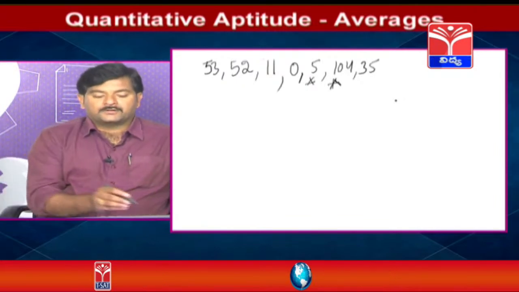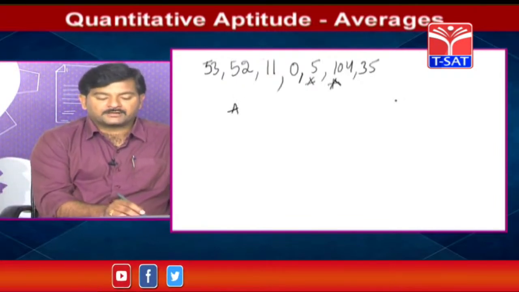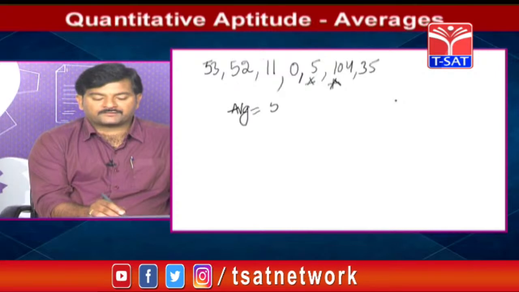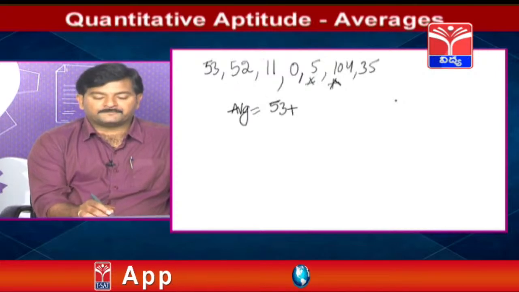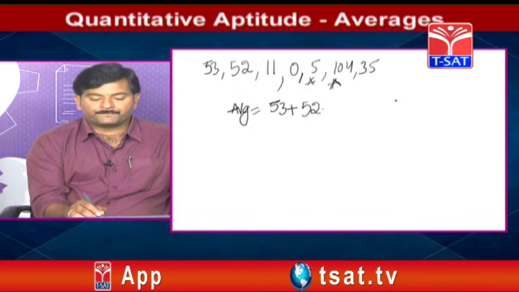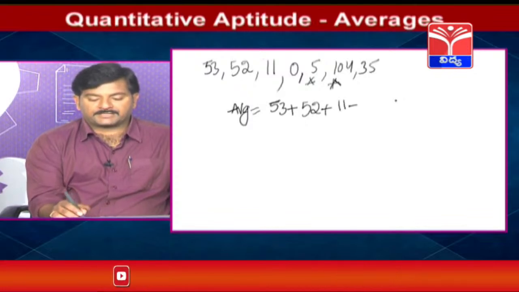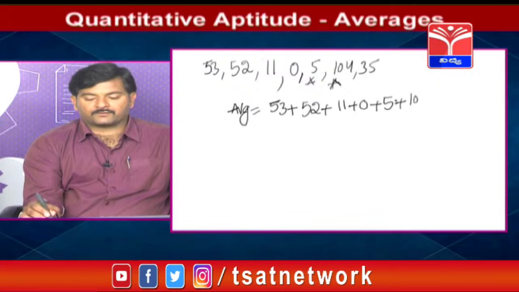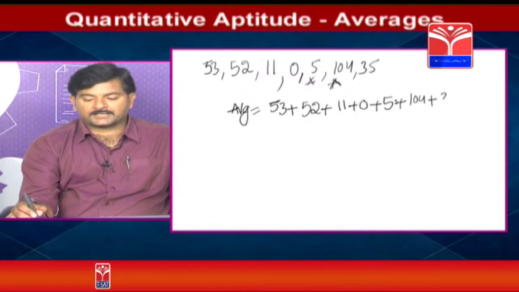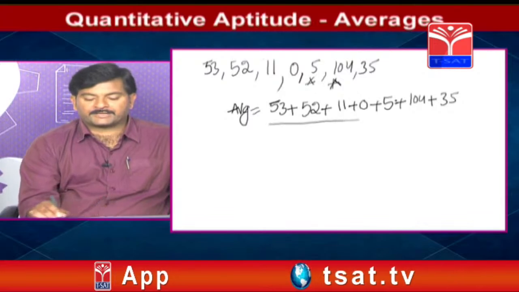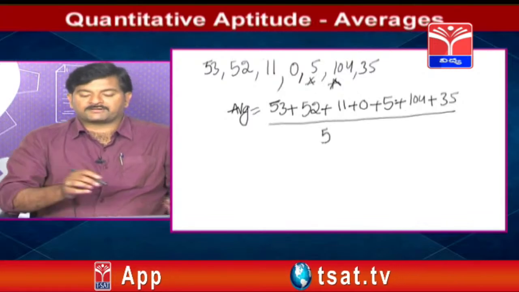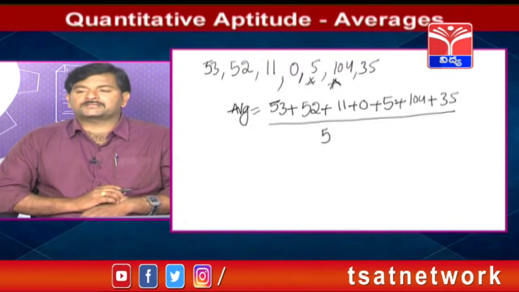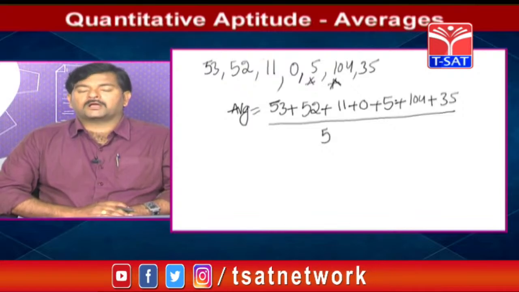Since he mentioned not out, observe how we are going to solve while calculating the average. Average equals sum of the observations by number of the observations. So 53 plus 52 plus 11 plus 0 plus 5 plus 104 plus 35. But even though he played 7 innings, you should not take all 7 innings. You should take only 5 innings, because out of 7 innings, in 2 innings there is the concept of not out. I hope you understood.